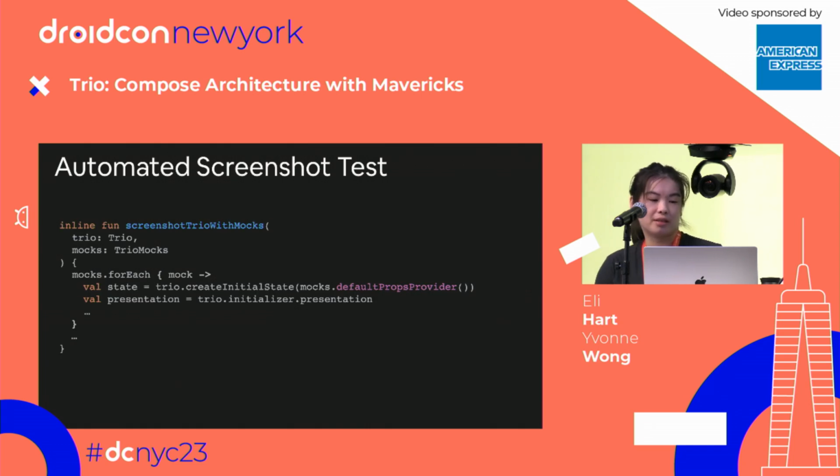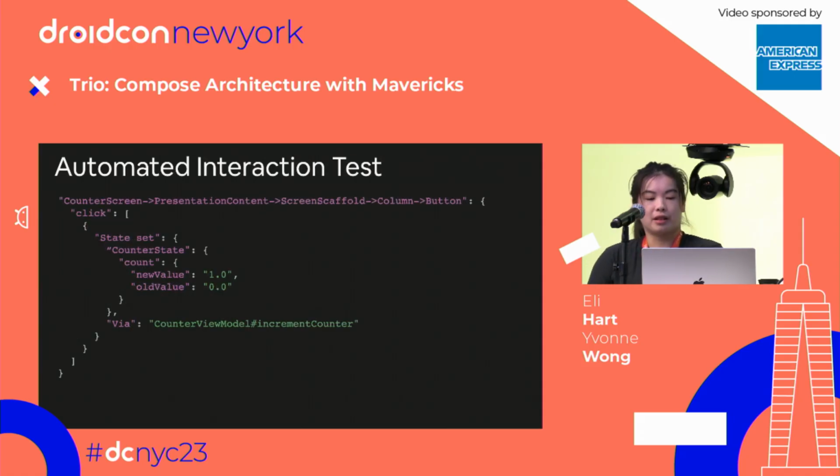Trio's screenshot testing is built on top of Paparazzi, which we love for its speed and reliability. Our tests programmatically loop through each mock variation and create an initial state using the mock's default props provider. We also leverage the UI presentation type in order to take appropriately sized screenshots. Our approach to screenshot test generation means that engineers write zero traditional screenshot test code for their Trios. All they have to do is define their state mocks, and the rest is automatically generated.